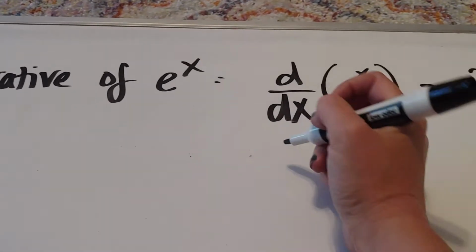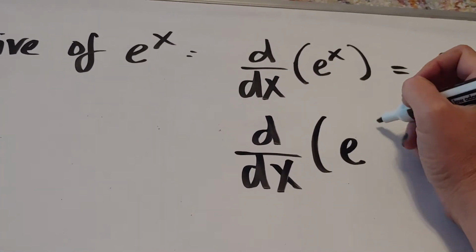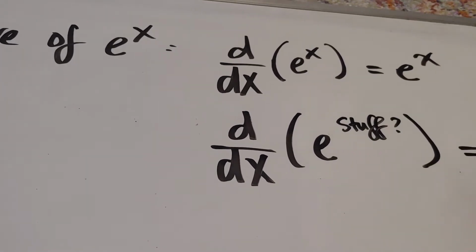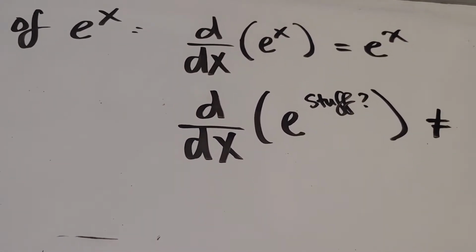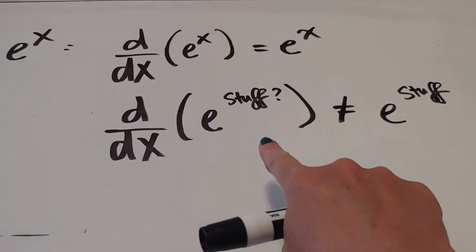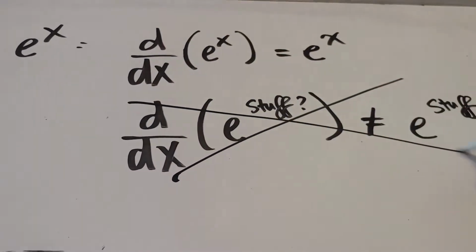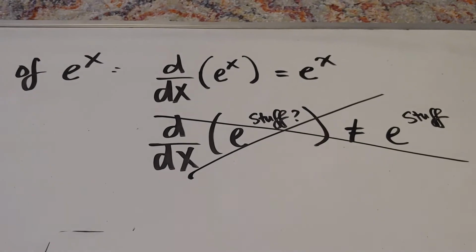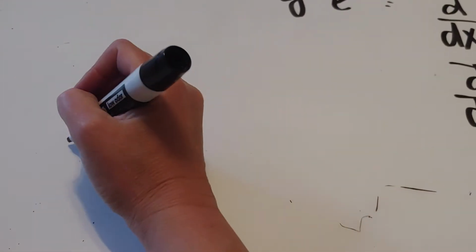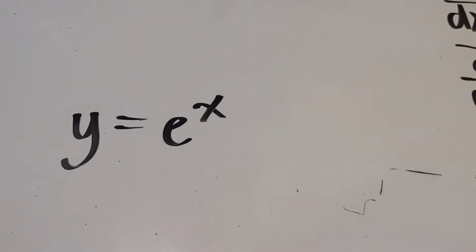Now, warning. The derivative of e to other stuff is not just e to the stuff. Okay? This is going to be coming to us later in the book. So right now, we're just going to look at things that are e to the x. Okay, so in our homework and examples, we have things like y equals e to the x.